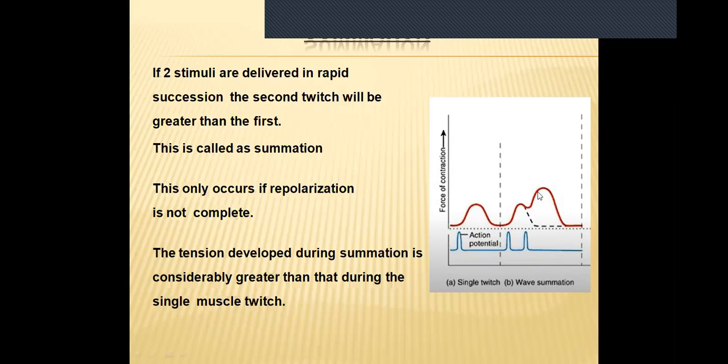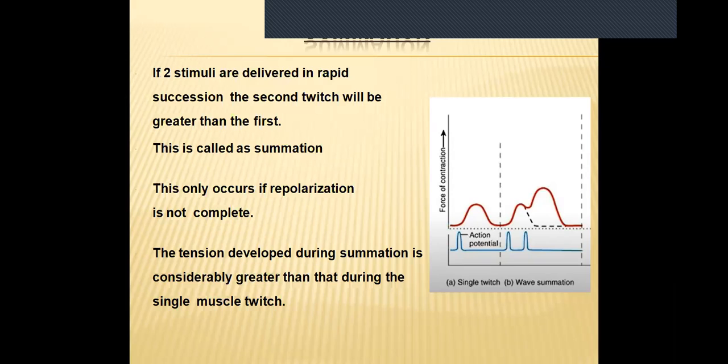Due to the second stimulus, much more calcium ions will enter into the sarcoplasm. So then what will happen? The relaxation will not occur immediately. A second contraction will take place. Why? Because due to the first stimulus, some amount of calcium entered into the cell. Before all these calcium ions are sent back into the T tubule or triad system, due to the second stimulus or second action potential, much more calcium ions entered into the cell.